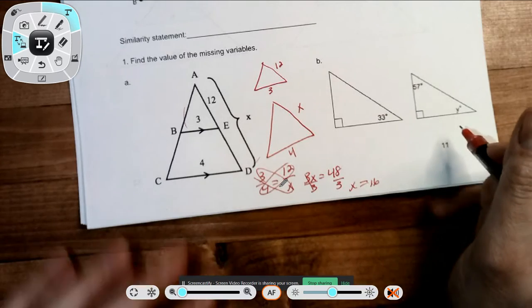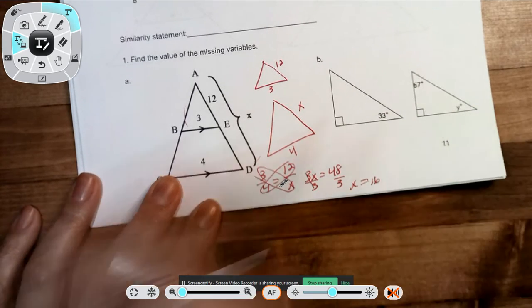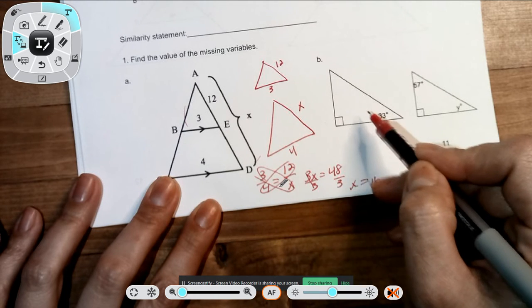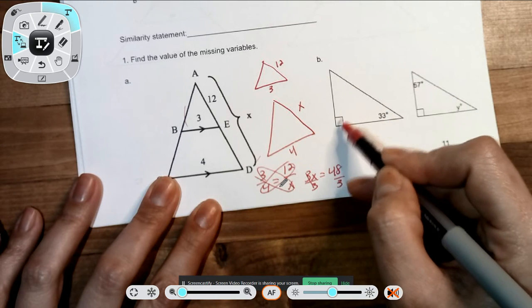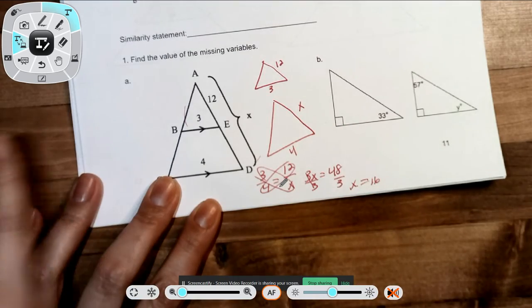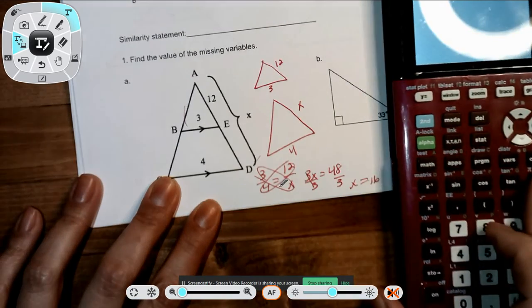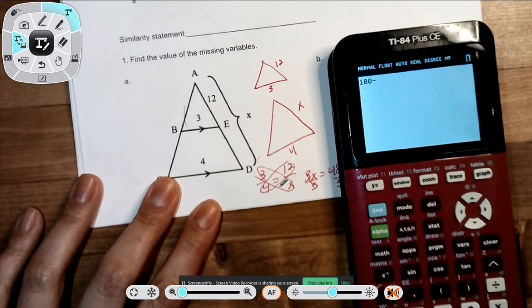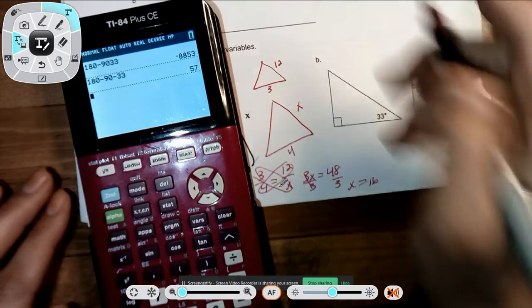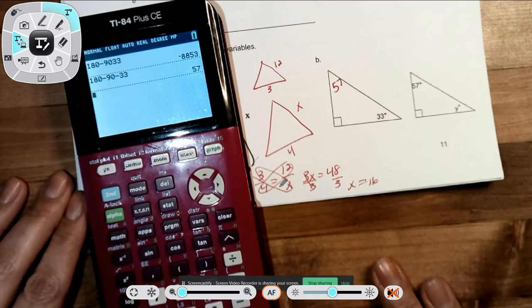Now when it comes to angles, it's a little bit easier because remember that all your angles of a triangle have to add up to 180. So for example, in this first triangle, I have a 90-degree angle. That's what that box is. It's a right angle, which means it's 90 degrees. So I just have to do 180 minus 90 minus 33, and the angle up here is 57.